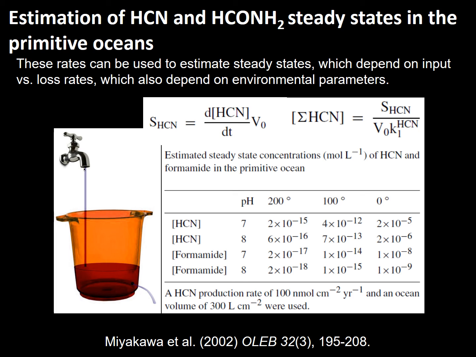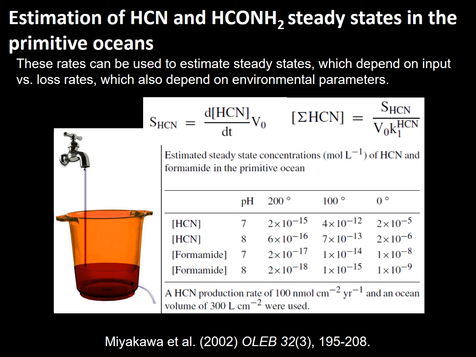So we can take as an example an ocean of the current volume, of a given pH or mean temperature, and a given influx rate of hydrogen cyanide that could be extraterrestrially delivered or made through atmospheric synthesis, and determine the mean concentration of hydrogen cyanide at steady state. What we found very simply here was that low temperatures are better and slightly lower pHs are better for the accumulation of significant concentrations of hydrogen cyanide and formamide.